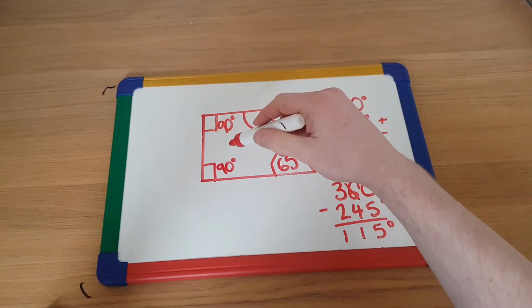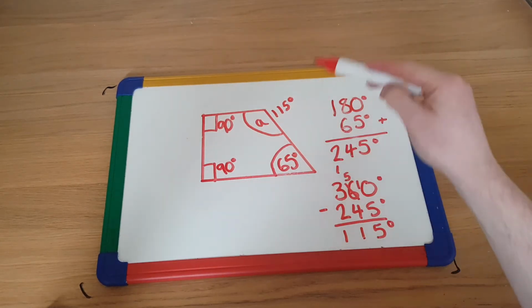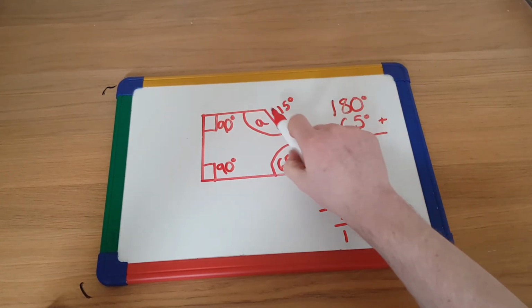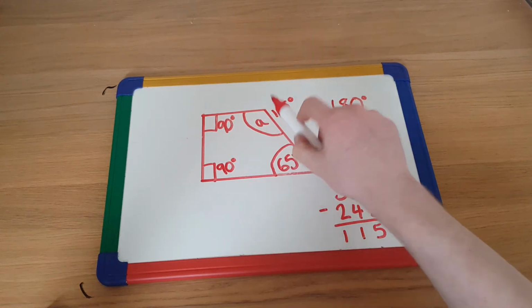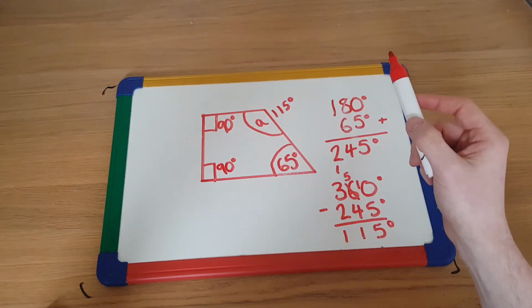I then could check. How could I check? I could use the inverse operation. I could add all 4 corners together, and I should end up with 360 degrees.